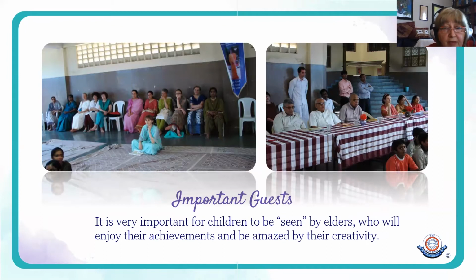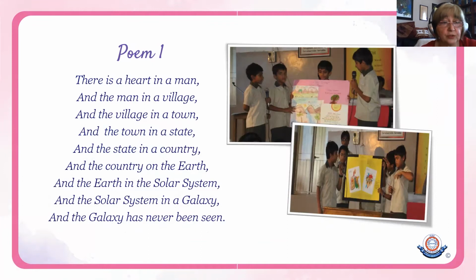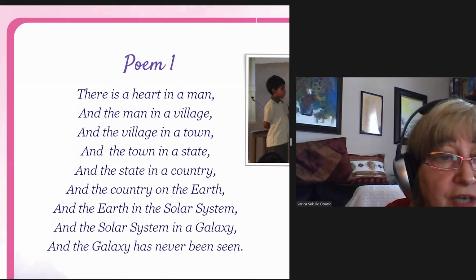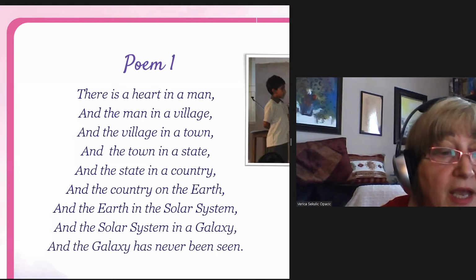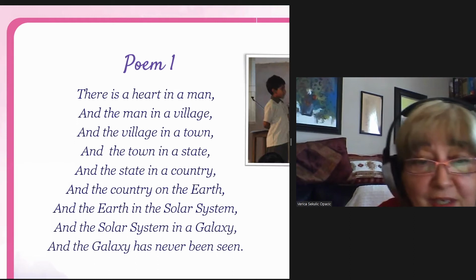And I will finish with a conclusion. I put two poems, out of six, just to show you how creative they were. The first poem dealt with the human position in the galaxy. And it says, "There is a heart in a man, and the man in a village, and the village in a town, and the town in a state, and the state in a country, and the country on the earth, and the earth in the solar system, and the solar system in galaxy, and the galaxy has never been seen." It is very poetic how they put a human being in this context of the universe.